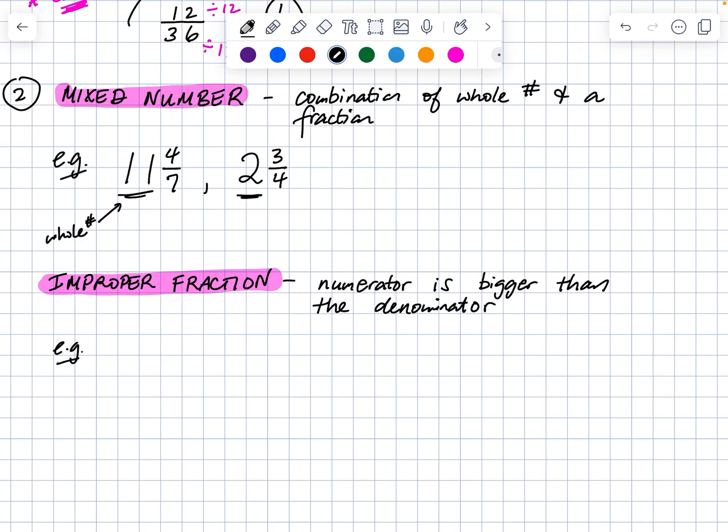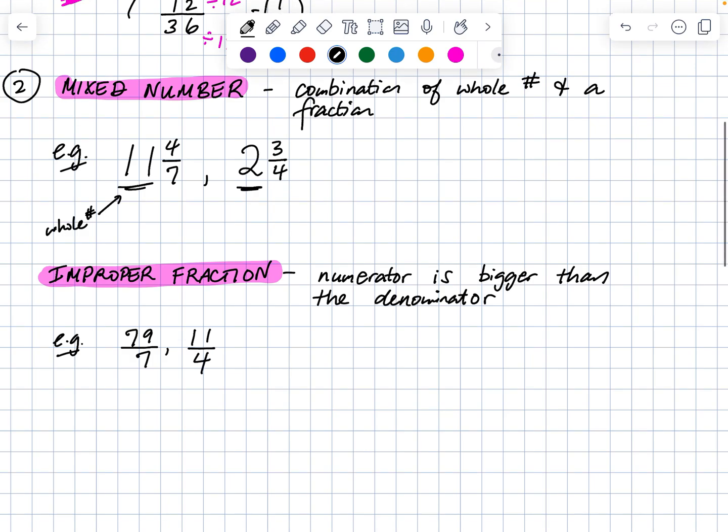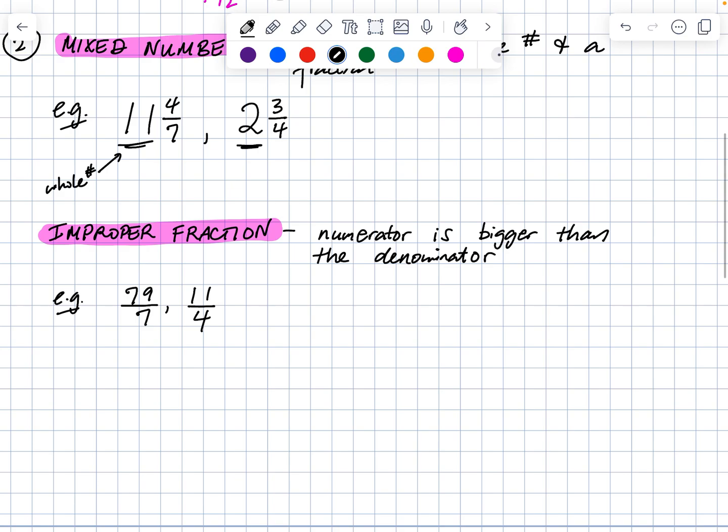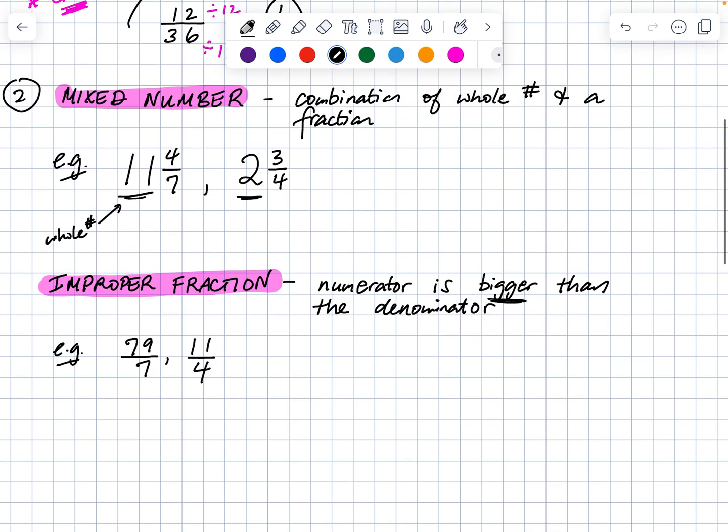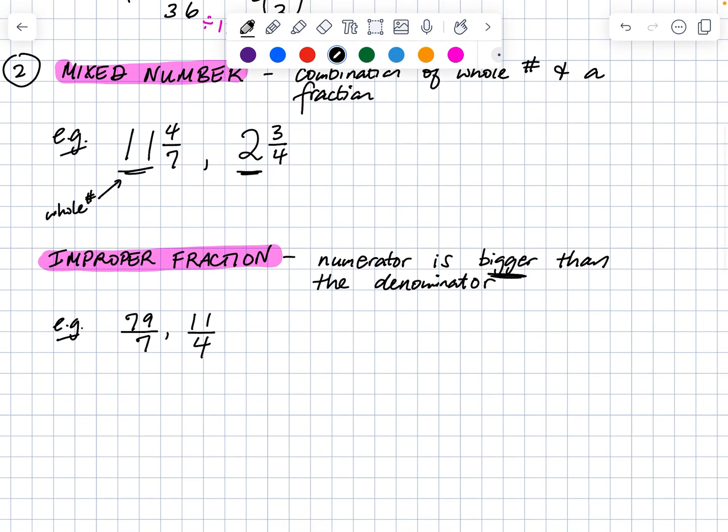You could have 79 over 7. You could have 11 over 4. Okay. So notice again, in both of these instances, the top number is bigger than the bottom number. So the numerator is bigger than the denominator. That's why it's called improper. Typically, what you may have seen up to now is that the denominator is bigger than the numerator, but you can have improper fractions where it's the reverse.